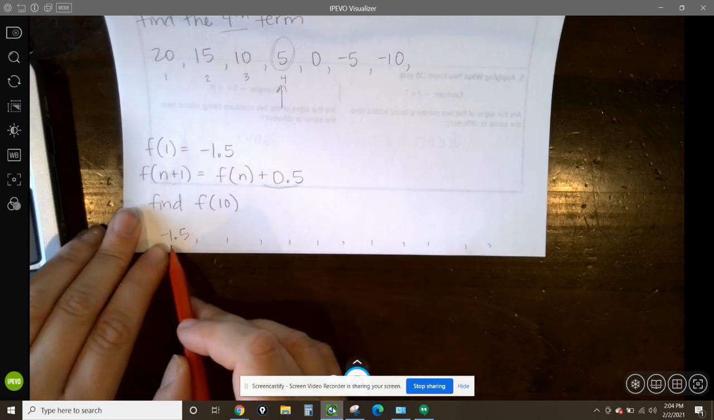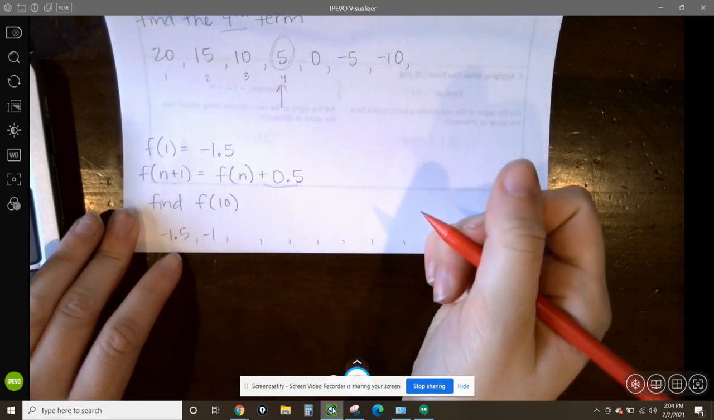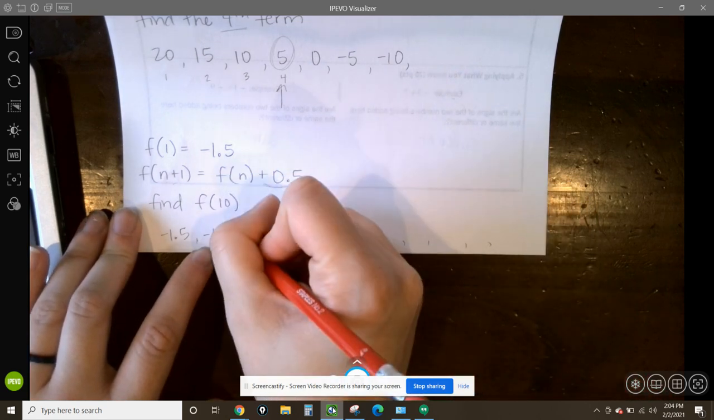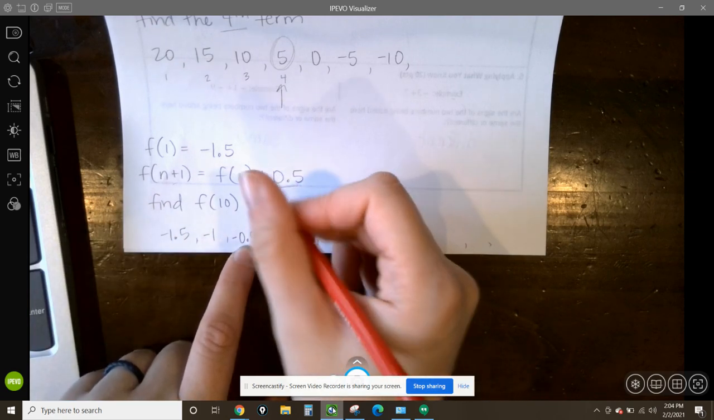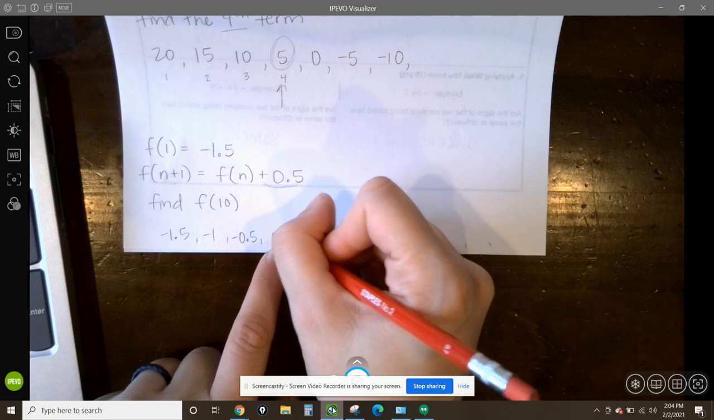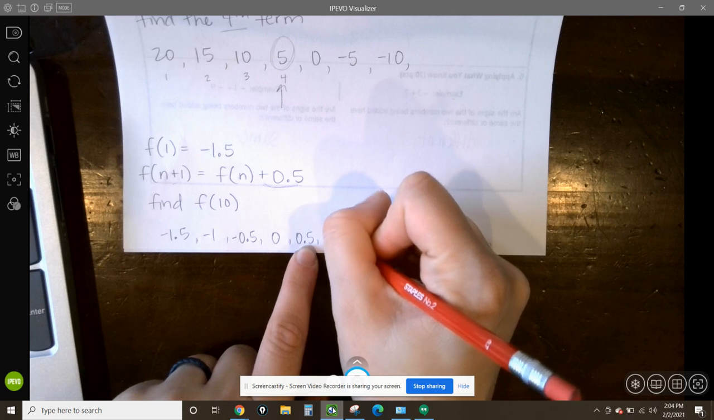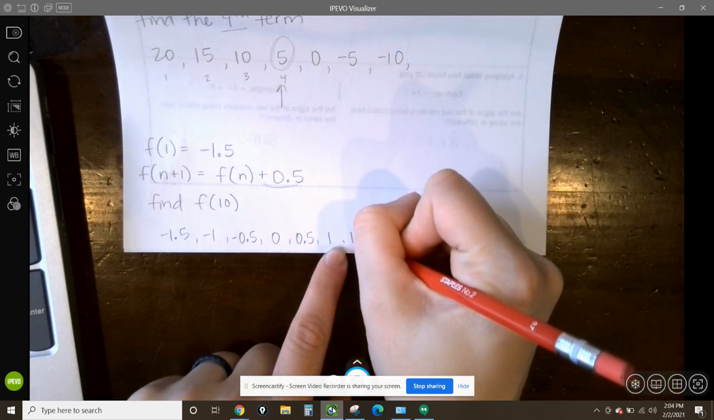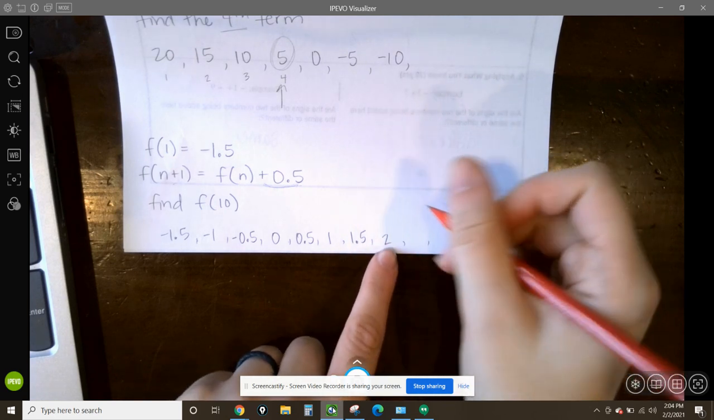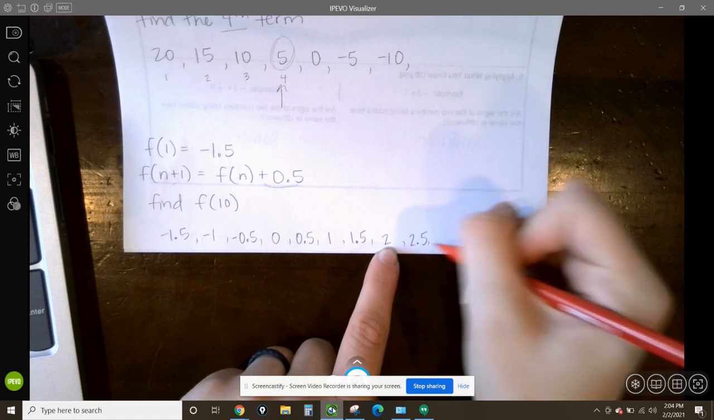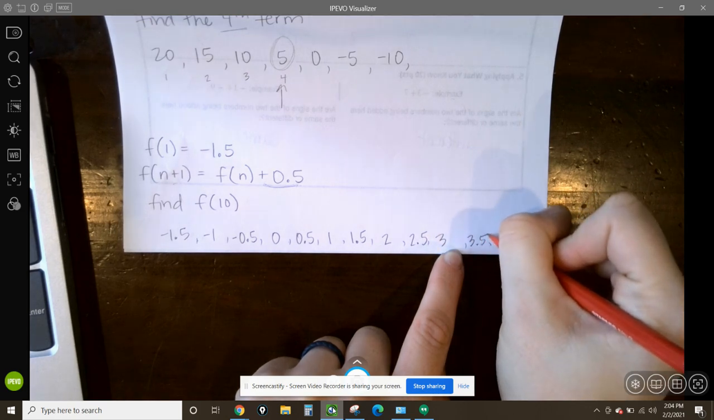My first term was negative 1.5. If I add positive 0.5, now I'm at negative 1. Then I add 0.5 again, so now I'm at negative 0.5. If I add 0.5 to negative 0.5, that gives me 0. Then I add 0.5, so I'm at 0.5. Add 0.5 again, I'm at 1. Add 0.5 again, 1.5. Add 0.5, I'm at 2. Again, 2.5. Again, 3. Then 3.5, and you can keep going.